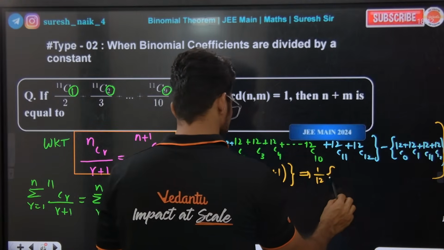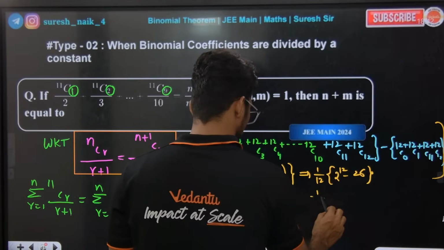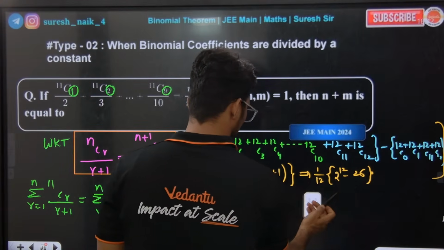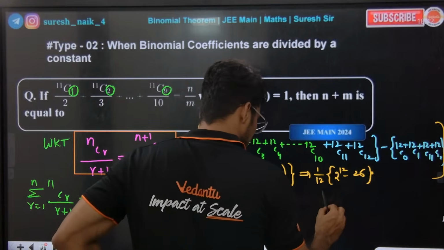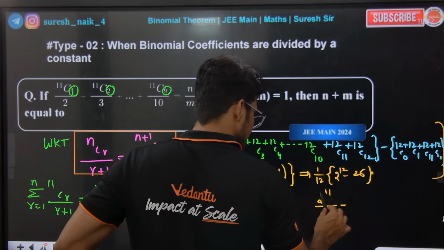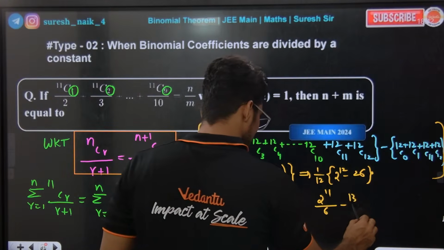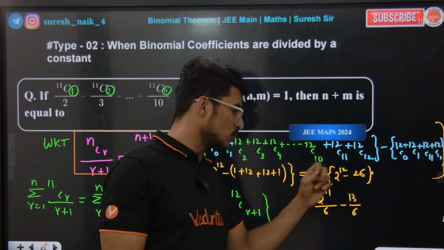1 by 12 as it is, 2 power of 12 minus 26. So 1 by 12 as it is. If I take LCM, you can reduce this. You can write this as 2 power of 11 by 6 minus 13 by 6. Correct or not? 2 12s, so 2 6 and 2 13s.